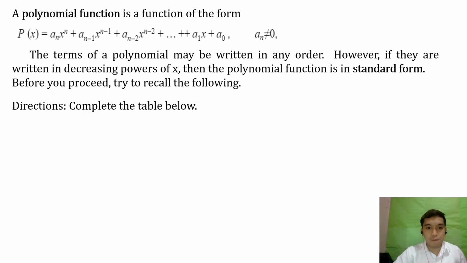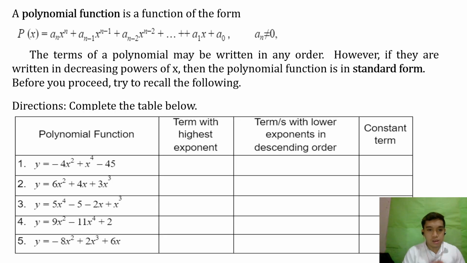So complete the table below. In the first column, we have the polynomial function. In the second column, the term with the highest exponent. In the third column, terms with lower exponents in descending order. And in the last column is the constant term. So number 1, y equals negative 4x squared plus x raised to 4 minus 45.